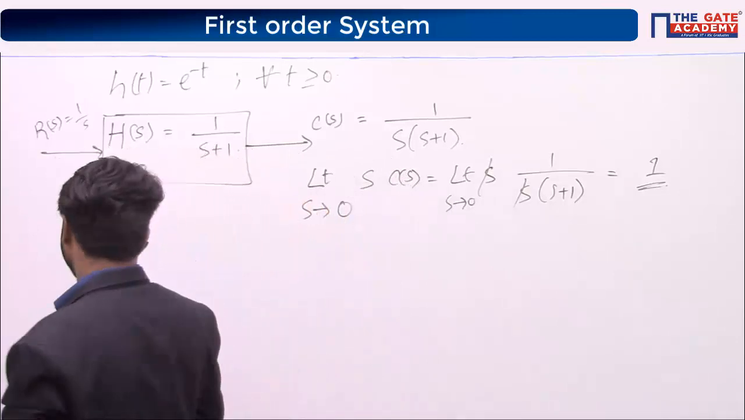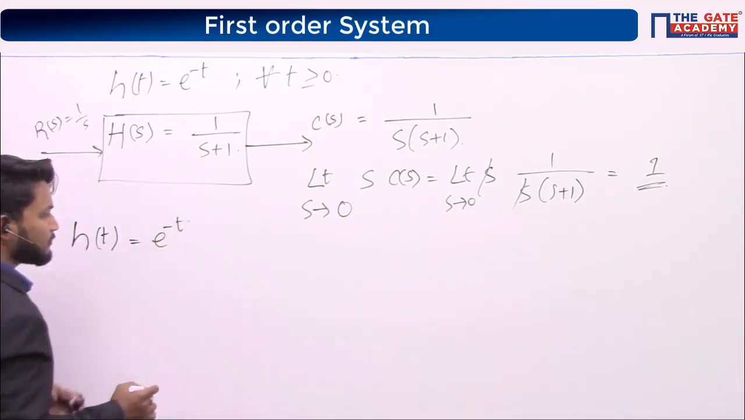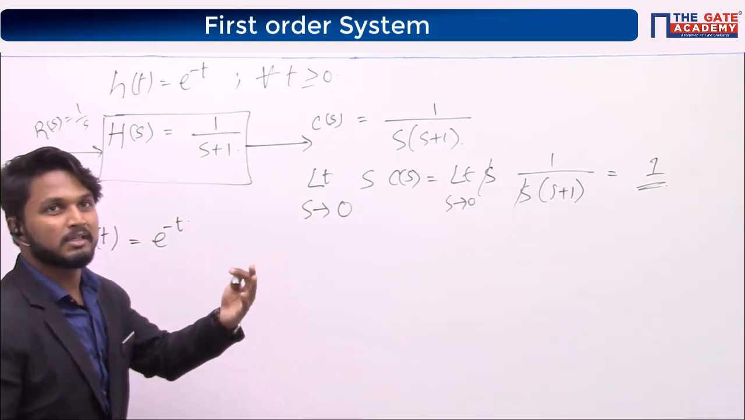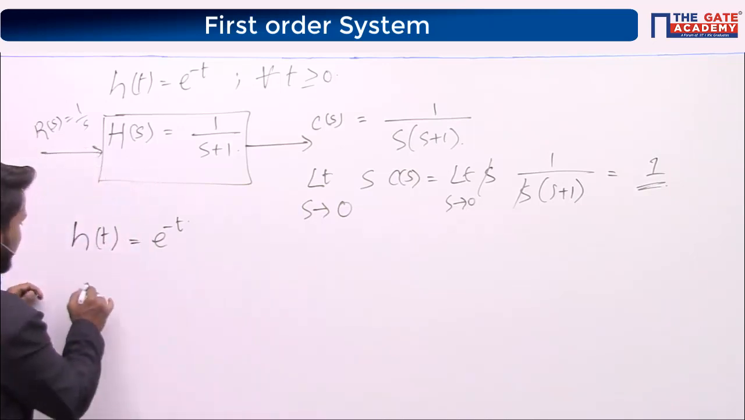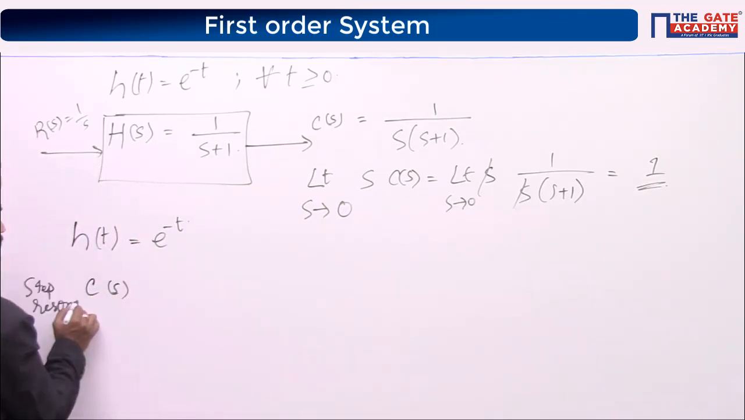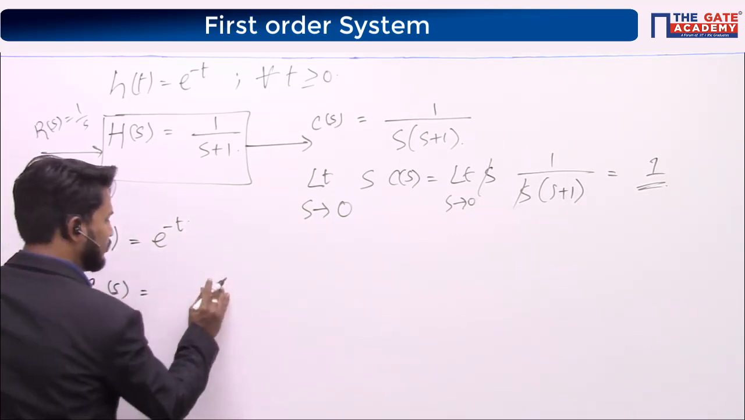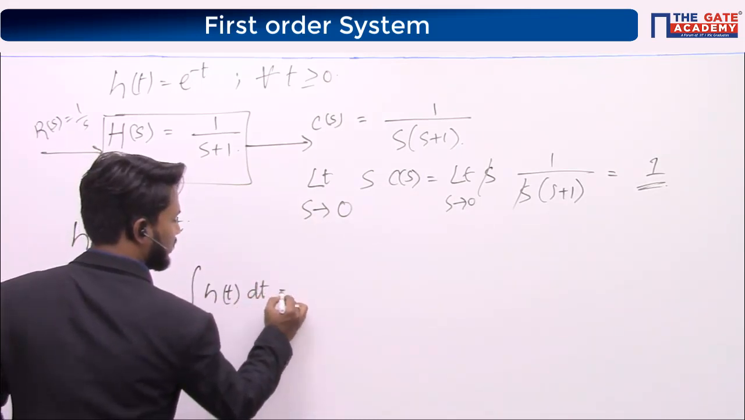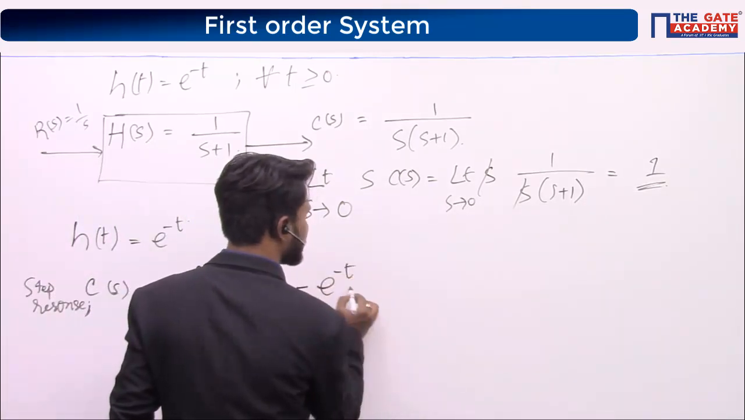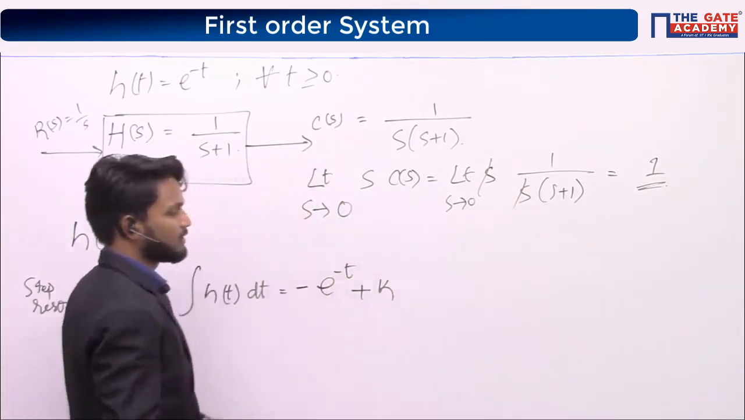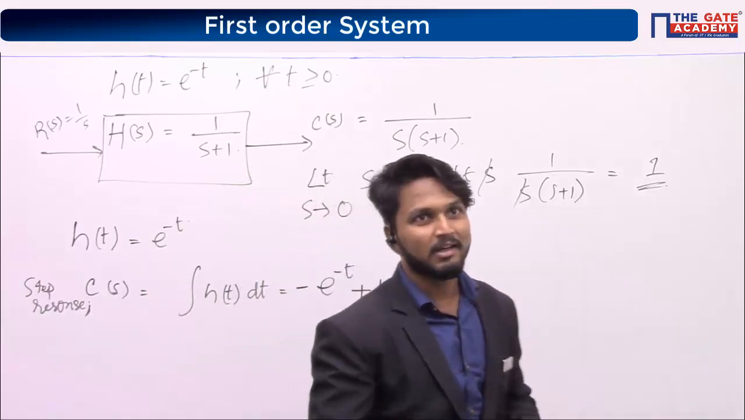If h of t is our impulse response, that is e power minus t, how will we get our step response? Step response will be nothing but the integral of the impulse response. Let us call c of t our step response. Step response c of t is equal to the integral of h of t dt. If you integrate this, what will you get? You will get minus e power minus t plus k. Some integration constant will also be there, so you have to find out this particular integration constant.